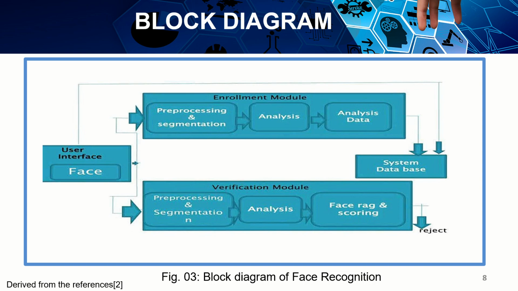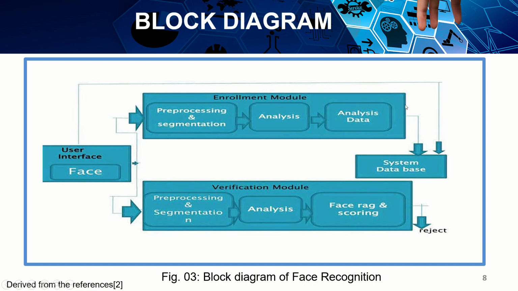This is a detailed block diagram of this technology. The block diagram contains two main modules: enrollment module and verification module. The enrollment module is responsible for capturing and storing the facial image of the user in the database. In the enrollment module, the first step is pre-processing and segmentation.